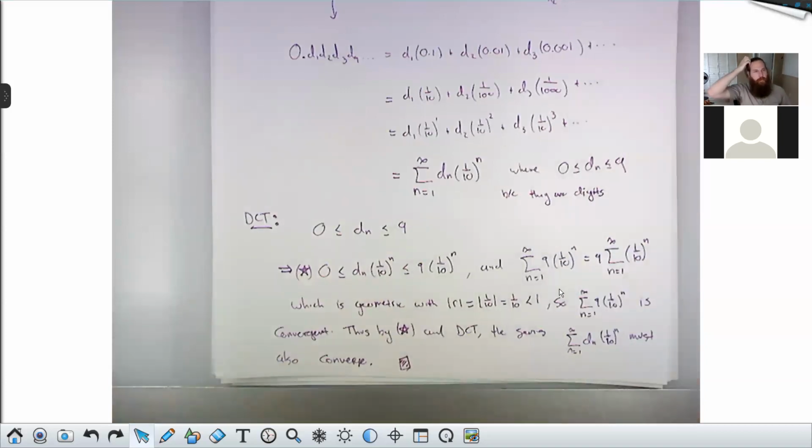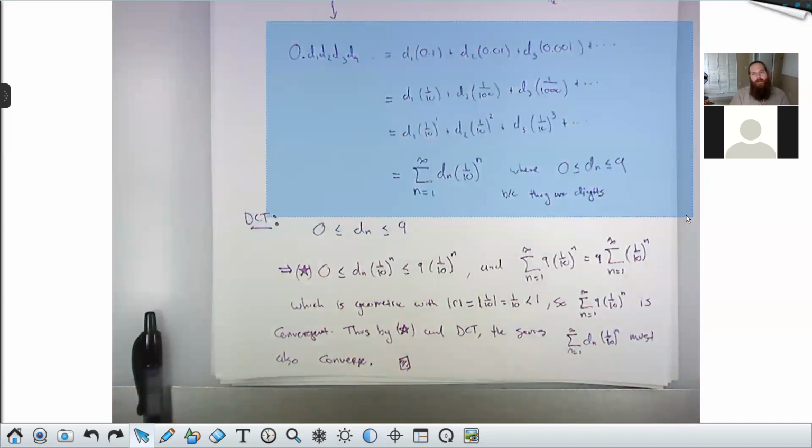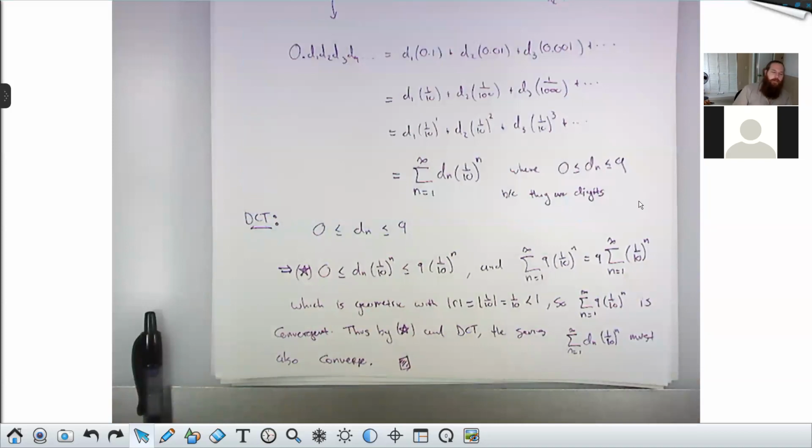So every decimal expansion is really an infinite series, and all of those infinite series converge. Cool stuff, right? This is also how you prove that 0.1 repeating is 1/9, or that 0.9 repeating is equal to 1. You just sum the geometric series.